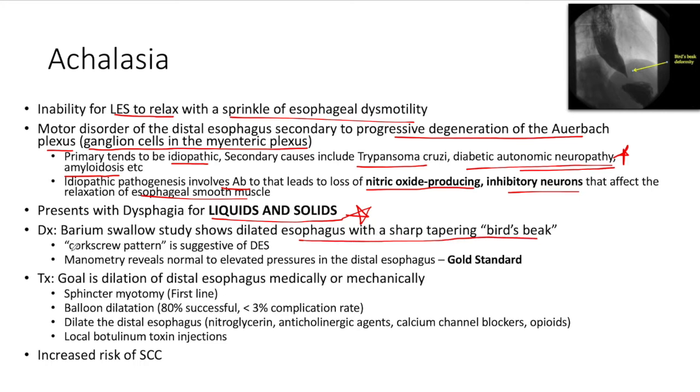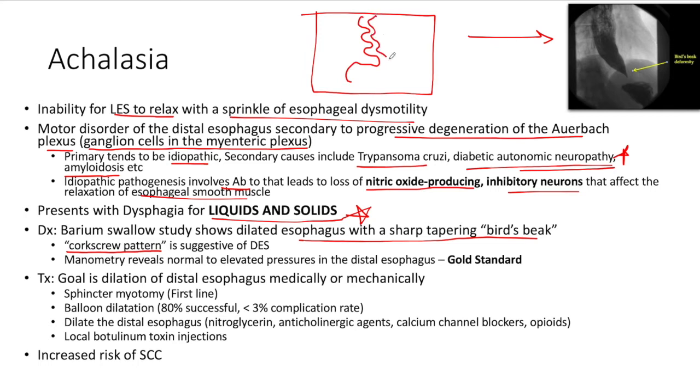If you instead saw a corkscrew pattern when we did the barium swallow, I'm just going to utilize my art school degree here. Here's our esophagus, and our esophagus looks a bit like this, and here's our stomach going to our duodenum. Here you can see the esophagus has this corkscrew side-to-side pattern. This patient, instead of having achalasia, has something called diffuse esophageal spasm.